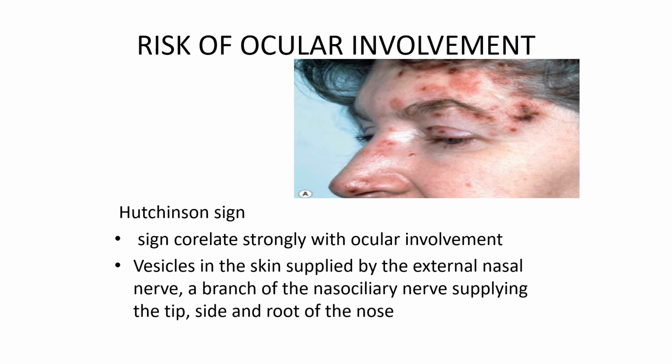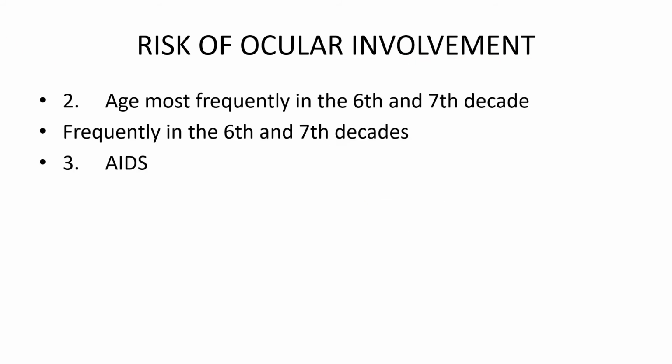The risk of ocular involvement, number one, is the Hutchinson sign. What is Hutchinson sign? This sign strongly correlates with ocular involvement. It is vesicular eruption in the area of skin supplied by the external nasal nerve, which is a branch of the nasociliary nerve, and they supply the tip, side, and root of the nose. So whenever you see vesicular eruption involving the tip, side, and root of the nose, you can strongly predict that there may be ocular involvement of herpes zoster ophthalmicus.